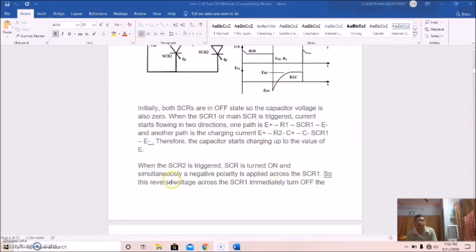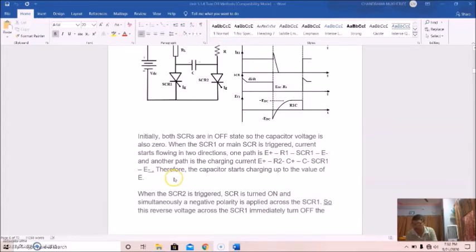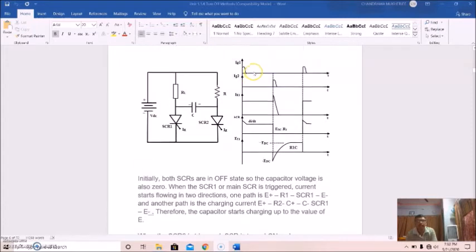In this mode 2, SCR2 is triggered. When it is triggered, this thyristor is on and simultaneously negative polarity appears. Why is it called negative polarity? Because this is another current path, and another is this path. If you see, the capacitor's negative polarity is being connected to the thyristor 1 anode. So thyristor 1 is in the reverse bias condition, and automatically it will be off.